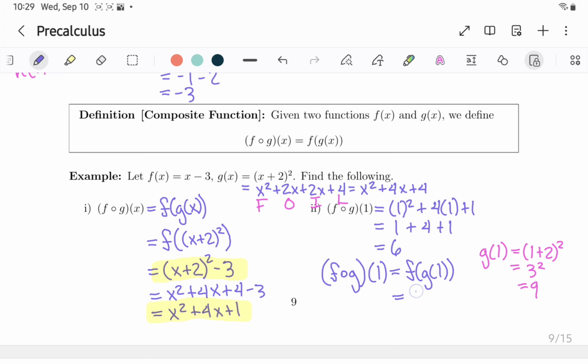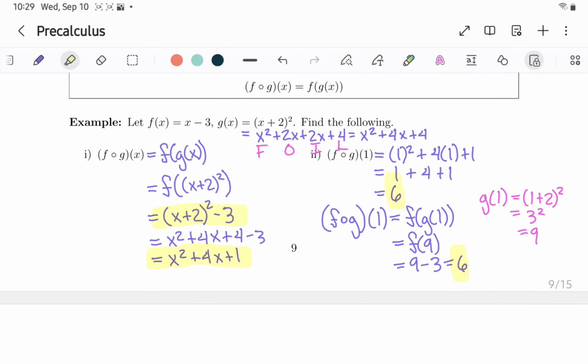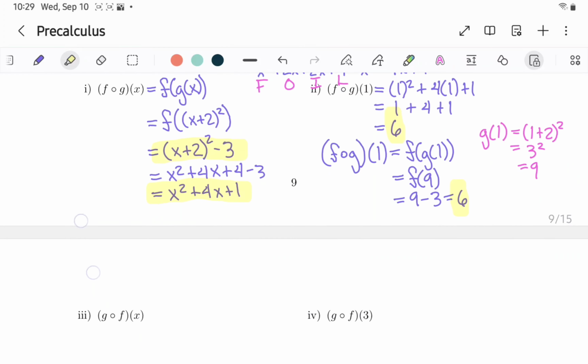And so this is equal to f of 9 now, since g of 1 is 9. And so now we just have to evaluate f at 9. So that's going to be equal to, according to the rule of assignment for f, 9 minus 3, which is also 6. I'll write it over here. So either way, we arrive at the same answer. And you can do these problems where you're actually having to evaluate the composite at a specific value in either way that you prefer.